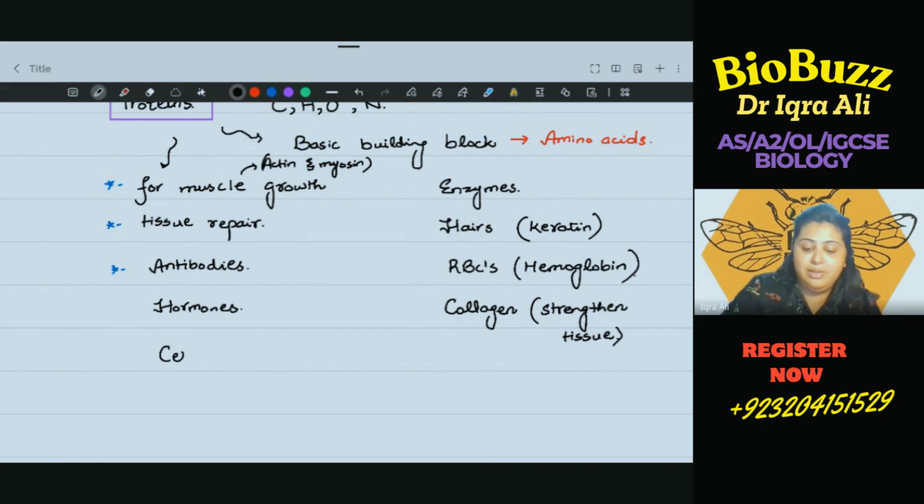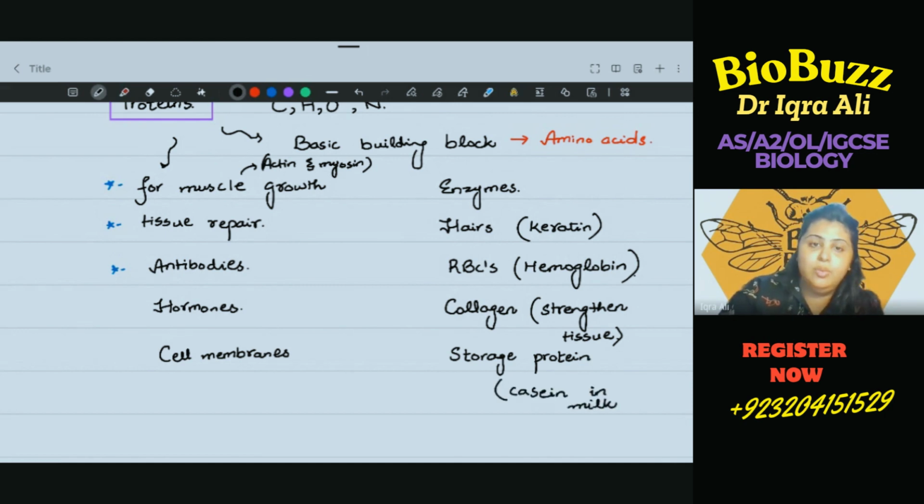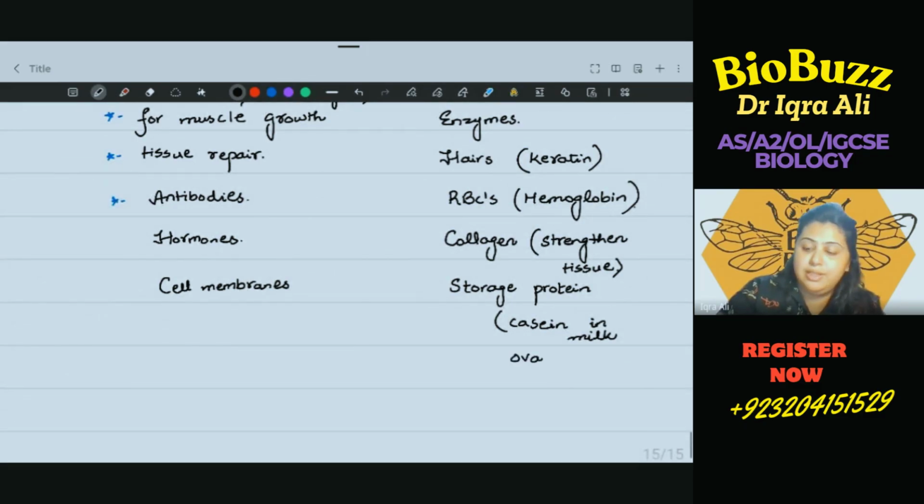You have your cell membrane, it also contains protein. Then you have the storage protein as well. And what are the storage proteins? Like we have casein, the protein which is present in the milk. We have ovalbumin, which is present in the egg white. That is why we say that egg is a very good source of protein. Why do we say? Because it has a storage protein, ovalbumin. So that is present in the egg white.